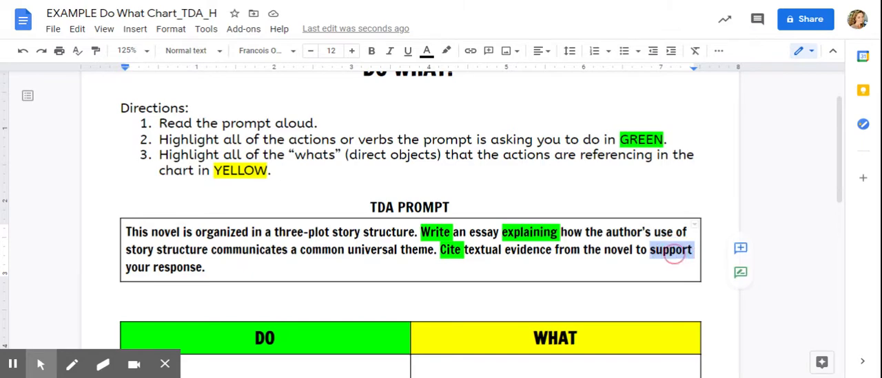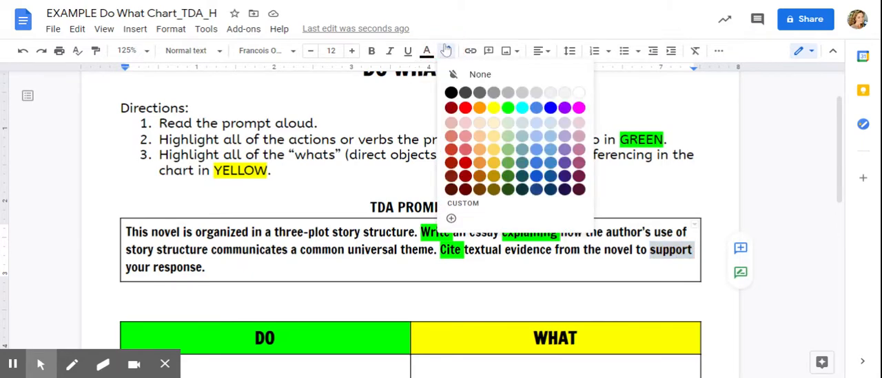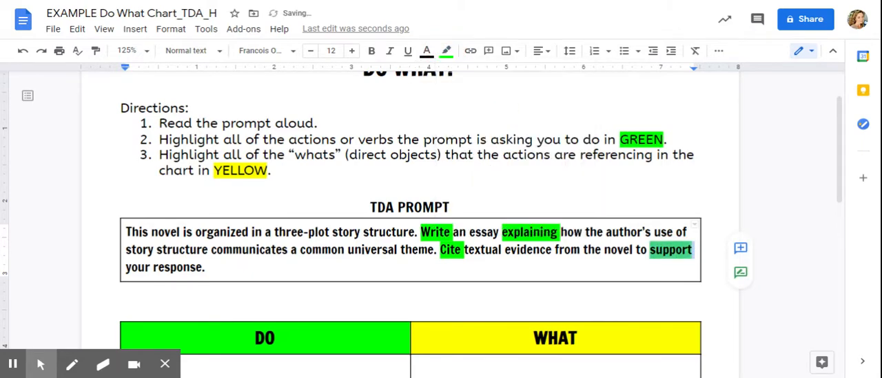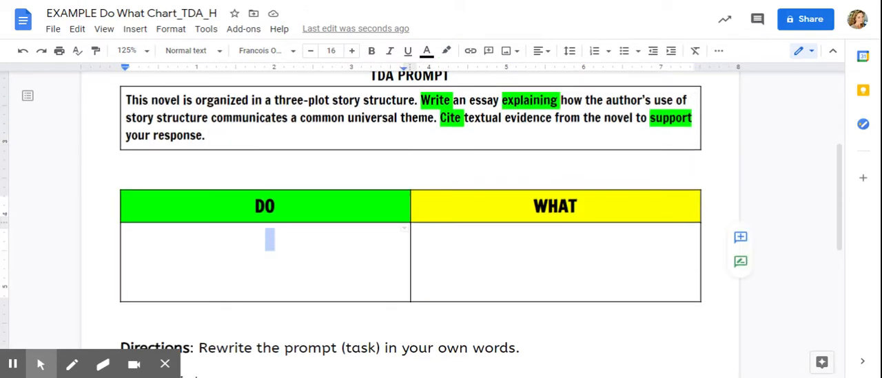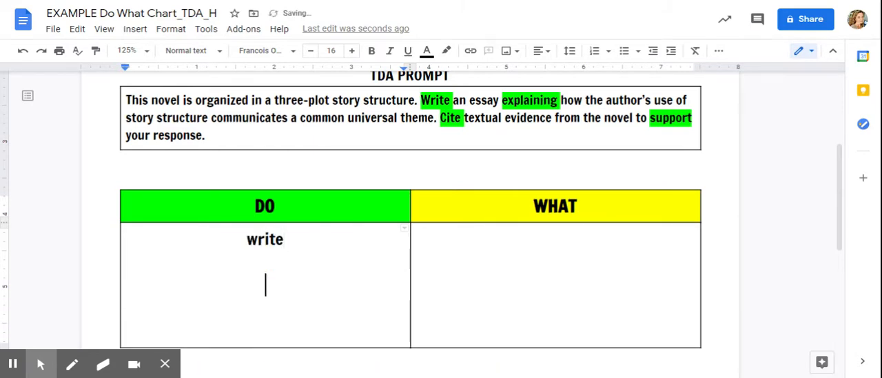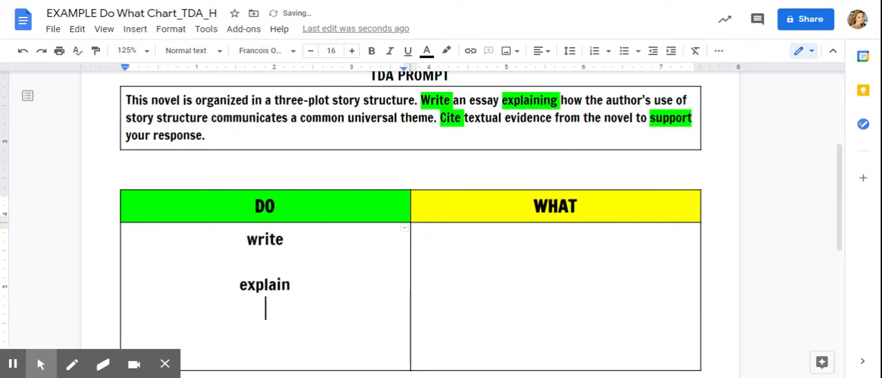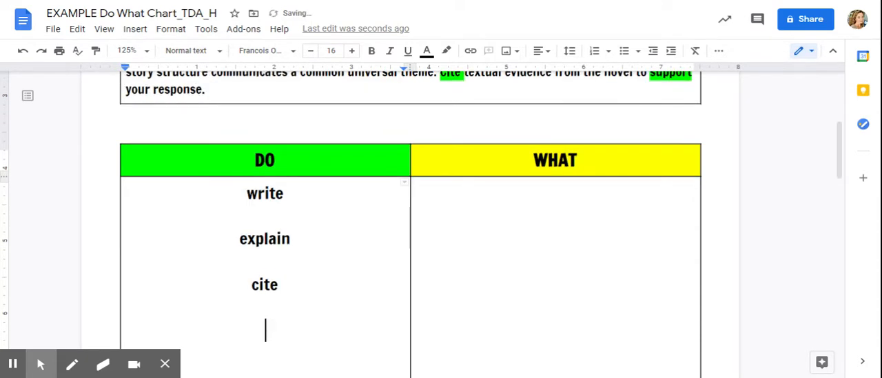Let's go ahead and highlight support, just so that we're clear on why we're citing that evidence. So let's go ahead and have those four verbs. And what I want you to do in this chart below is just write those four verbs. So write would be one verb. Give myself a little space. Explain. I'm just going to take off the ing. Still the same verb. Cite and support. Those are the actions that I'm going to have to do when I write my response to this prompt. Write, explain, cite, and support.